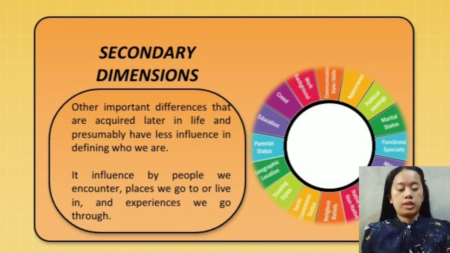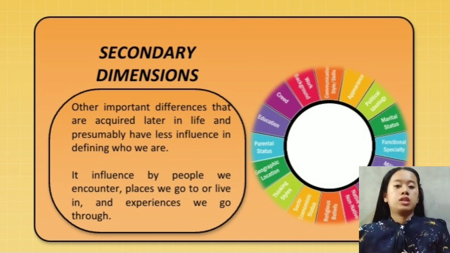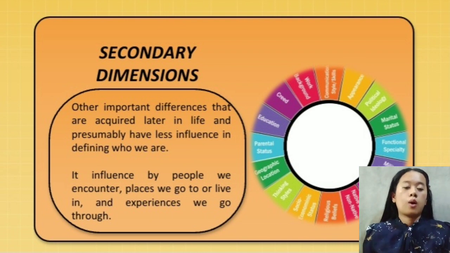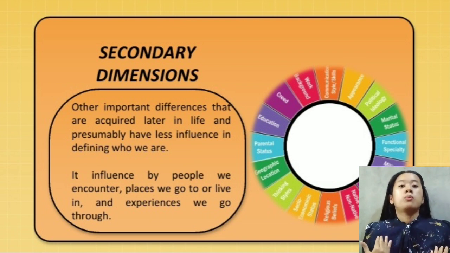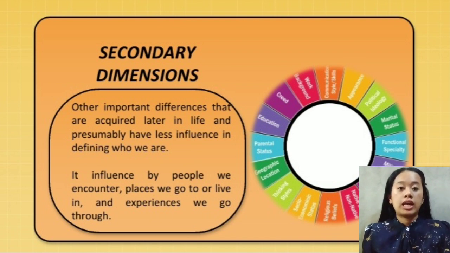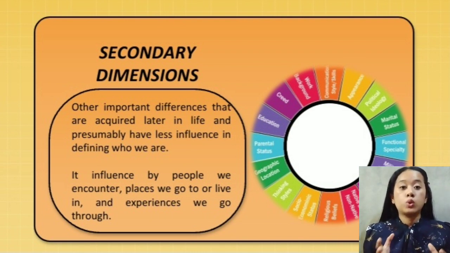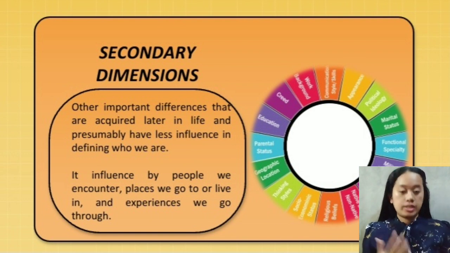Now, I will continue the discussion about Loden's diversity wheel. So now let's proceed to the second dimension, which is located in the outer circle. These characteristics are also part of our social identity, but remember that they can change or be discarded as our life experience changes. Other important differences are acquired later in life and presumably have less influence in defining who we are. They are influenced by the people we encounter, the places we go to or live in, and even the experiences we go through.